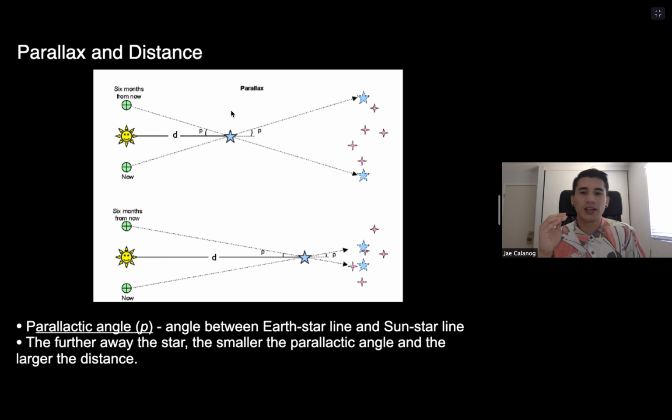And so you can see here that if the star is close, then the parallactic angle will be this value. However, if you were to observe a star that is further away, then if I shift this object all the way over here, which is going to be this figure on the bottom, then you can see that the parallactic angle is actually smaller. So qualitatively speaking, you can see that the closer the star, the larger the parallactic angle, and the further away the star, the smaller the parallactic angle. So they have like this inverse relationship, okay?